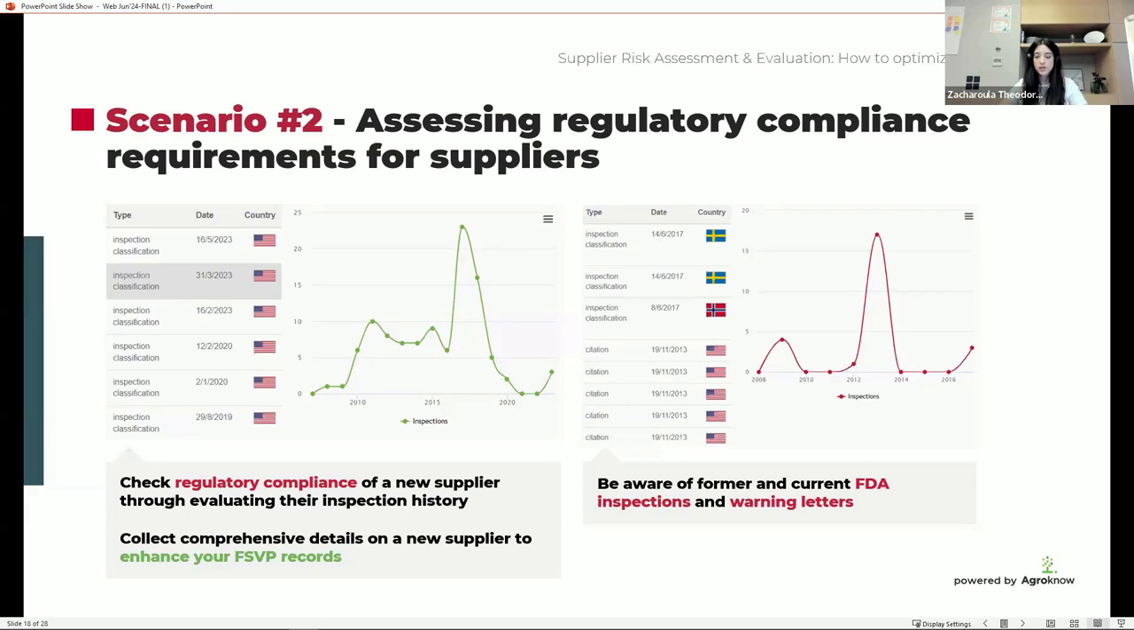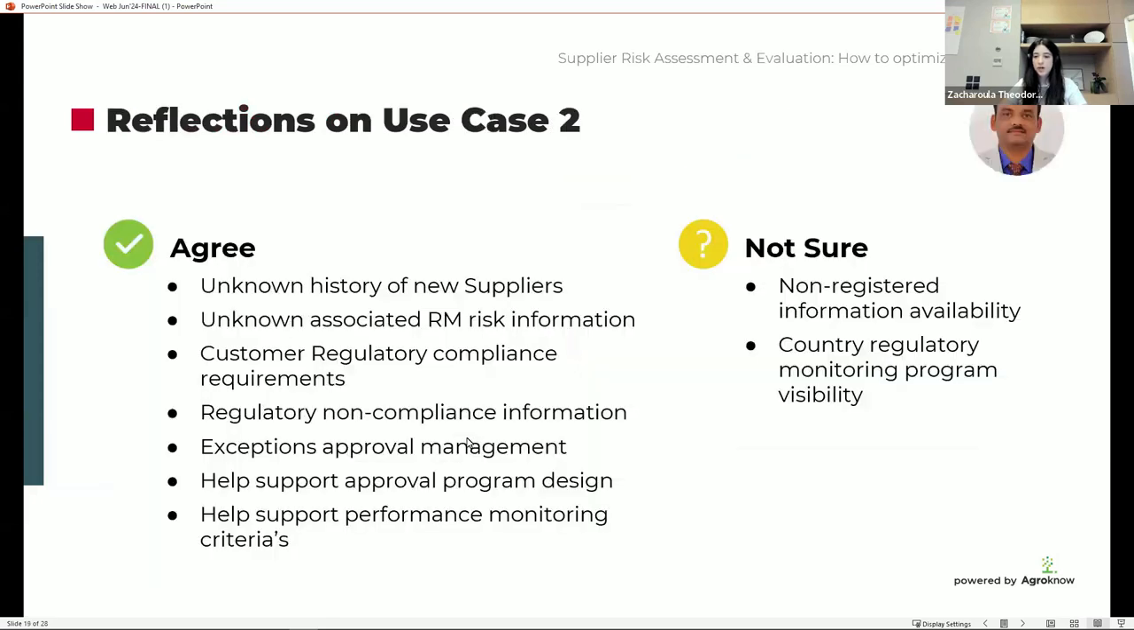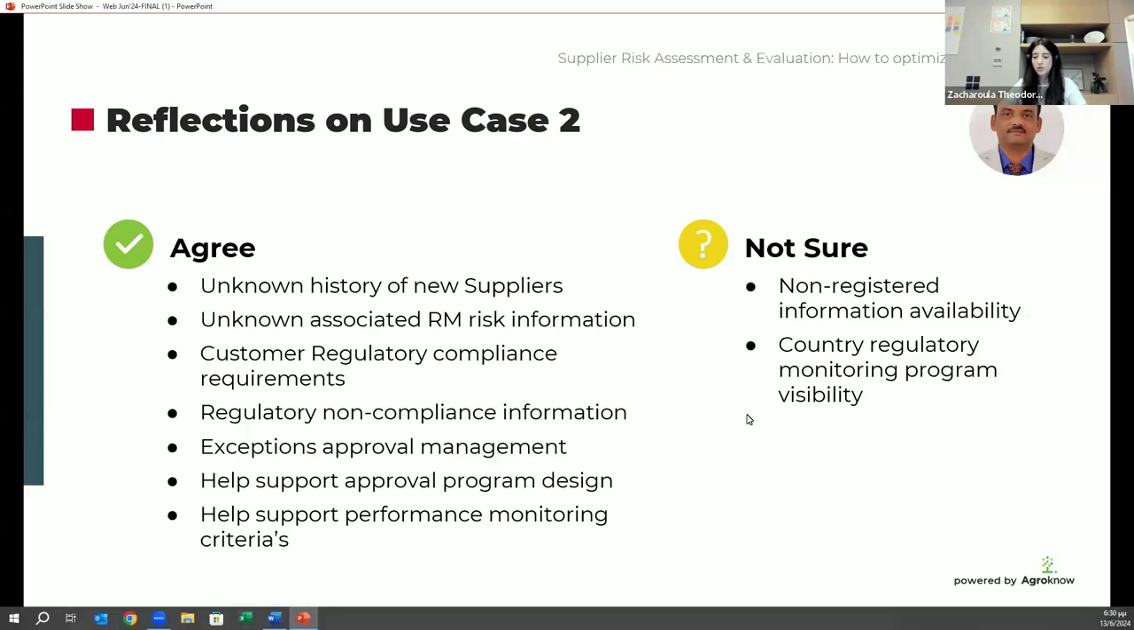So with this use case, we want to highlight that using a data-driven approach can enable a more informed supplier selection and decision management. And now let's hear from Wiz. Which points do you think are most important in this use case?